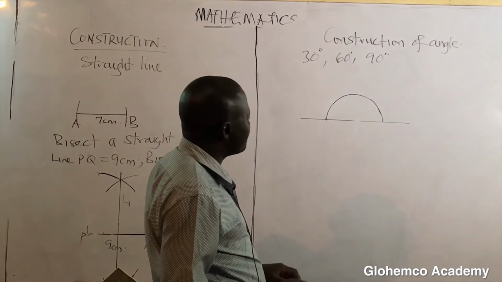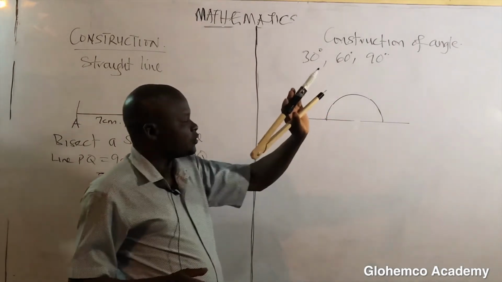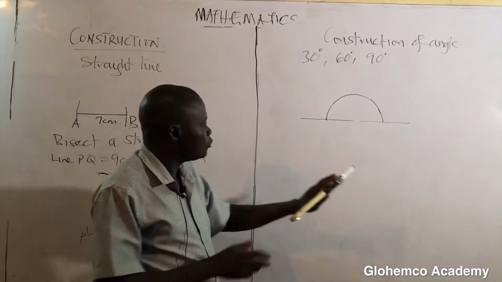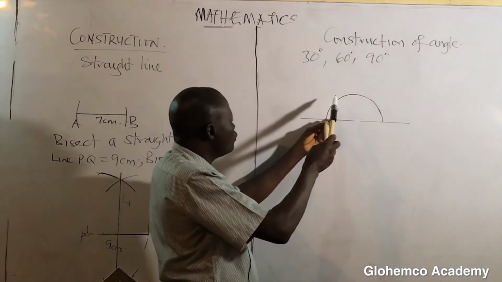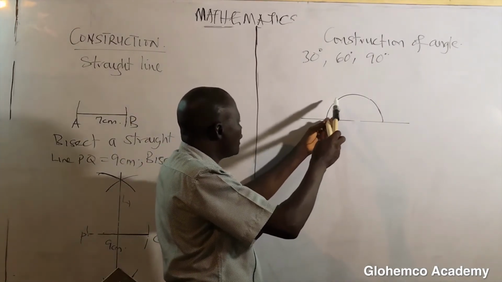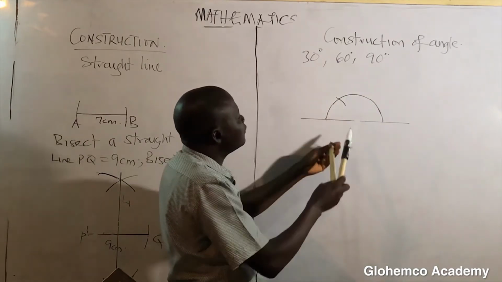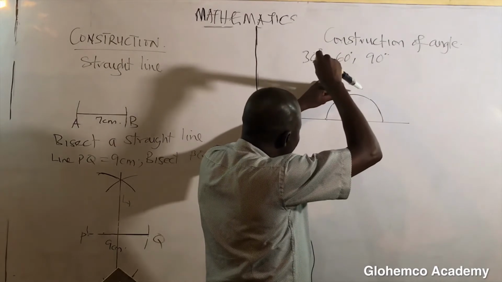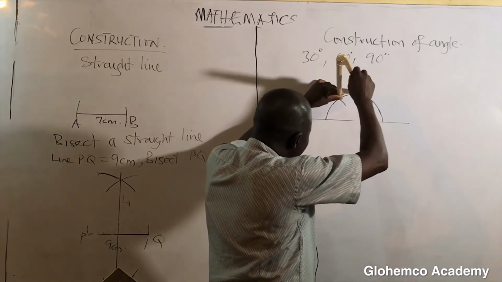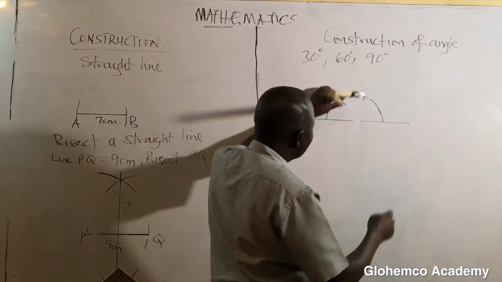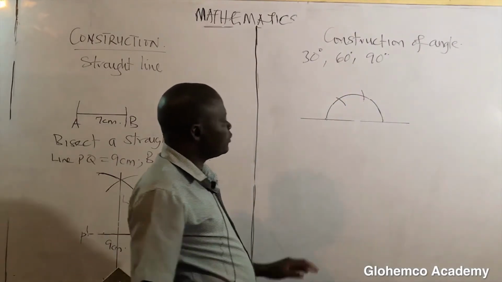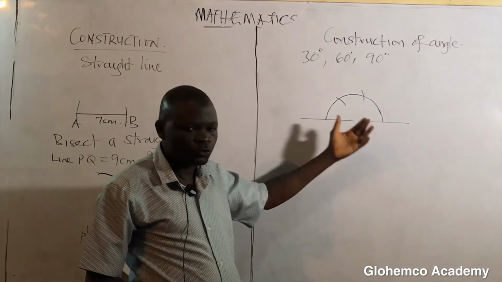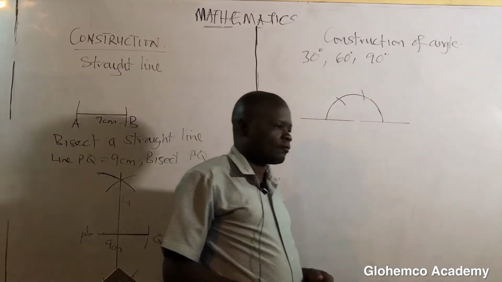After the drawing, don't close the mouth of your compass; keep the same length that you have used to draw the semicircle. You will now divide this semicircle into 3. From here, you mark an arc. Place the compass on this arc that you have marked here and mark another arc. Now, it means we have divided this semicircle into 3 equal parts.